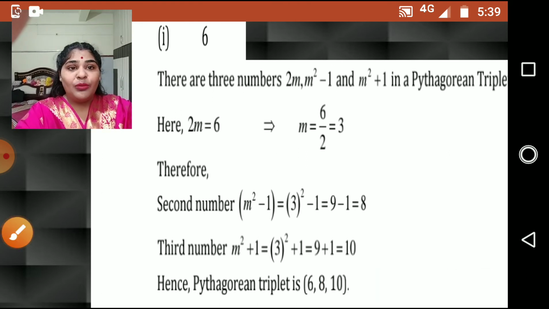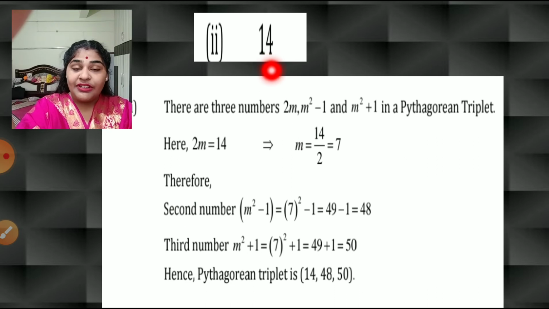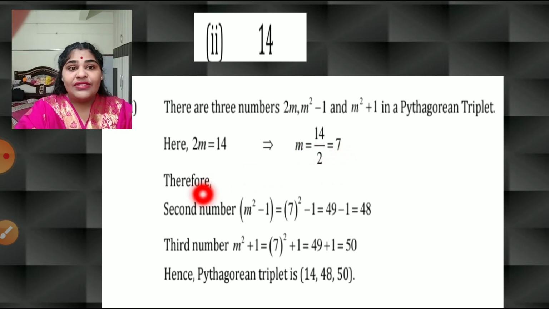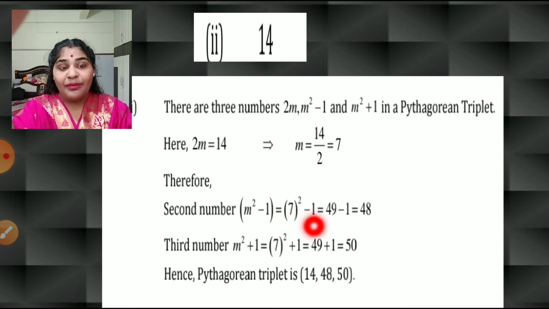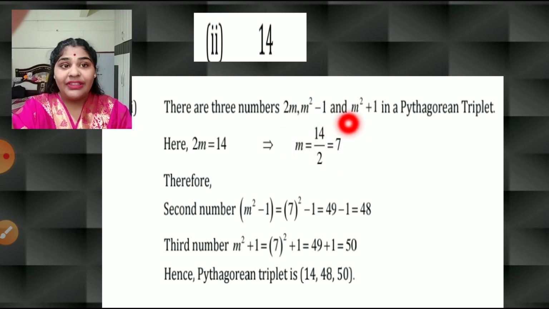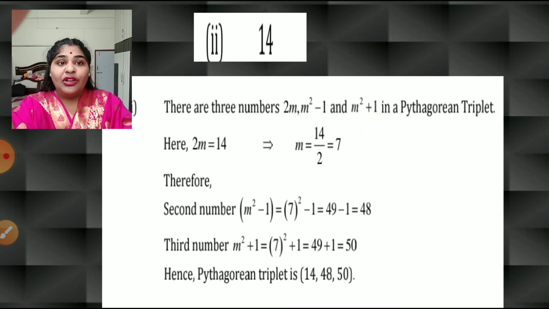So let us see one more example, children. Second one, the number is given, one member is given as 14. So let us first substitute 2m is equal to 14. So m will be equal to 7, right? Now the second number will be m square minus 1 is equal to 7 square minus 1. Once we get the value of m, we are just going to substitute that value in m square minus 1 and m square plus 1 and find the second number and the third number. Because one number is already given to you.